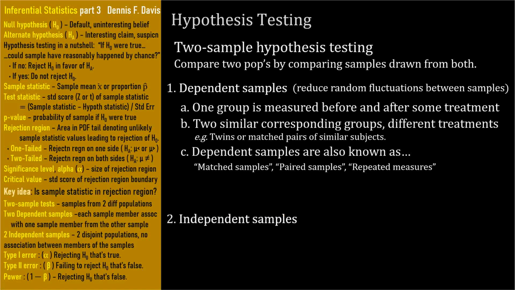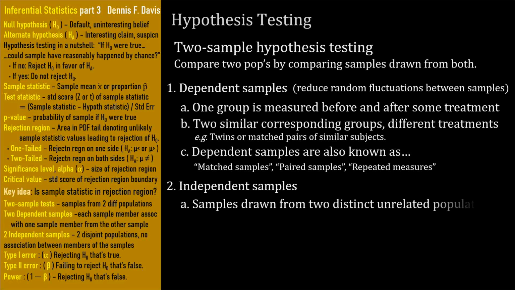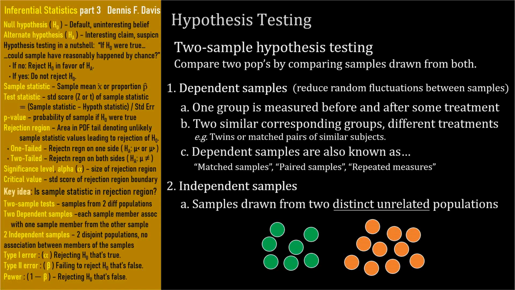If there's not a natural link between pairs of observations in the two samples, then the samples are independent. Independent samples are drawn from two distinct, unrelated populations. I'll represent independent samples as disjointed sets of green and orange circles to emphasize their independence from each other. For example, we may want to compare attributes of smokers and non-smokers, or men and women, or freshmen and seniors. We want to compare two different populations, so we simply draw a random sample from each.